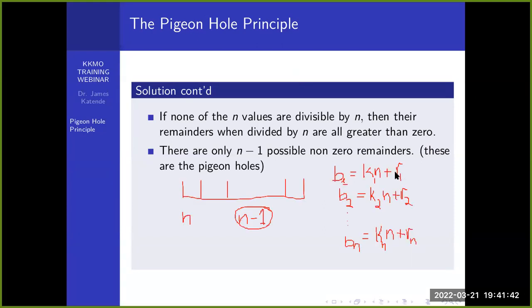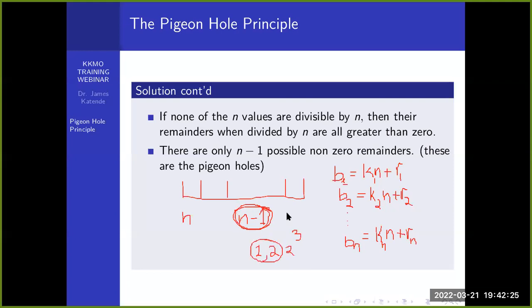So like I said, we have a total of n possible remainders. For instance, if I'm dividing by 3, the total number of non-zero remainders is two, the only remainder can be either 1 or 2. That's only two possible remainders. So if I have three numbers from this set, I have to repeat at least one of them, either a 1 or a 2.